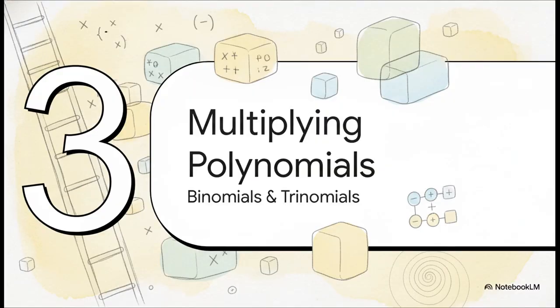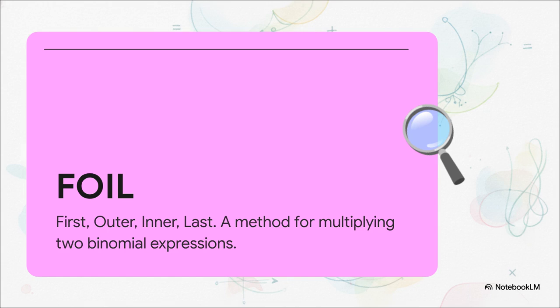All right, rung 3, multiplying binomials and trinomials. We are definitely climbing higher now, and the sheer physical size of the equations we're about to tackle is going to expand. So when we multiply two binomials, expressions with two terms each, we use that trusty sequential method you probably remember called FOIL. First, outer, inner, last.